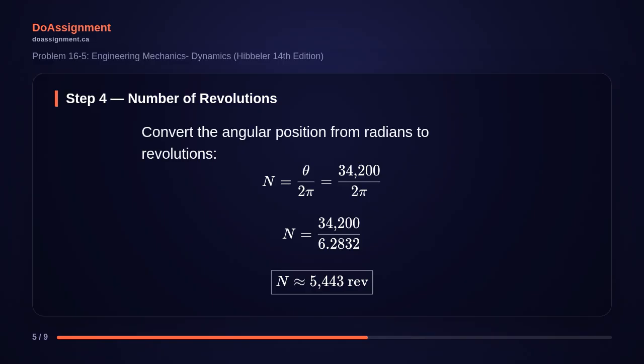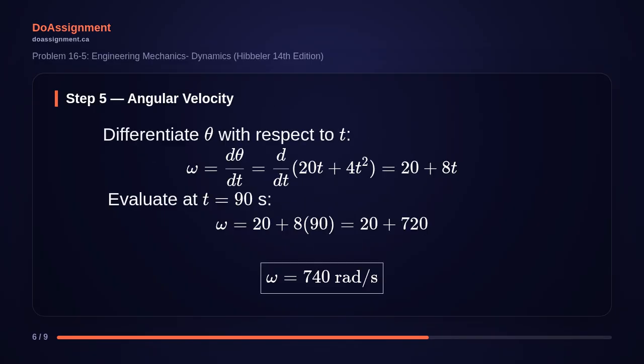To convert radians to revolutions, divide by 2 pi, so n equals 34,200 divided by 2 pi, which equals approximately 5,443 revolutions. Taking the first derivative of theta with respect to t gives omega equals 20 plus 8t. Substituting t equals 90 seconds gives omega equals 20 plus 8 times 90, which equals 20 plus 720, so omega equals 740 radians per second.